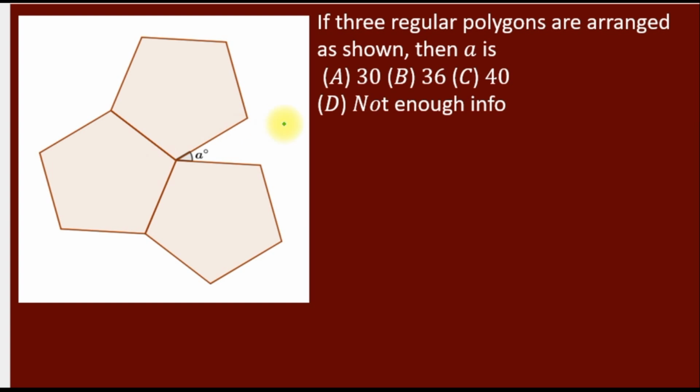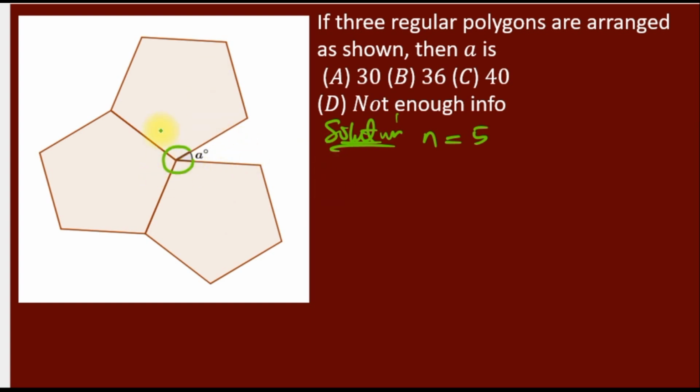So let's look at this question. They said, if 3 regular polygons are arranged as shown, then A is dash. As you can see, they said 3 regular polygons. So how many sides? n is 5: 1, 2, 3, 4, 5. Because we are looking for this angle, once we know the remaining, we use angle at a point. Remember, angle at a point is 360. So once we're able to get the others, we are done.